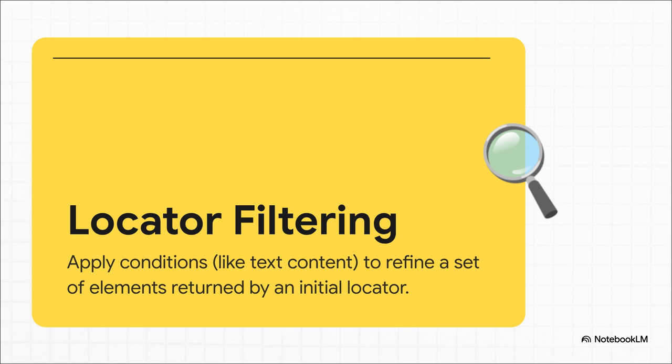And then we have filtering. This is your scalpel. This is your precision tool. Let's say your locator finds 5 buttons that all look identical in the code.